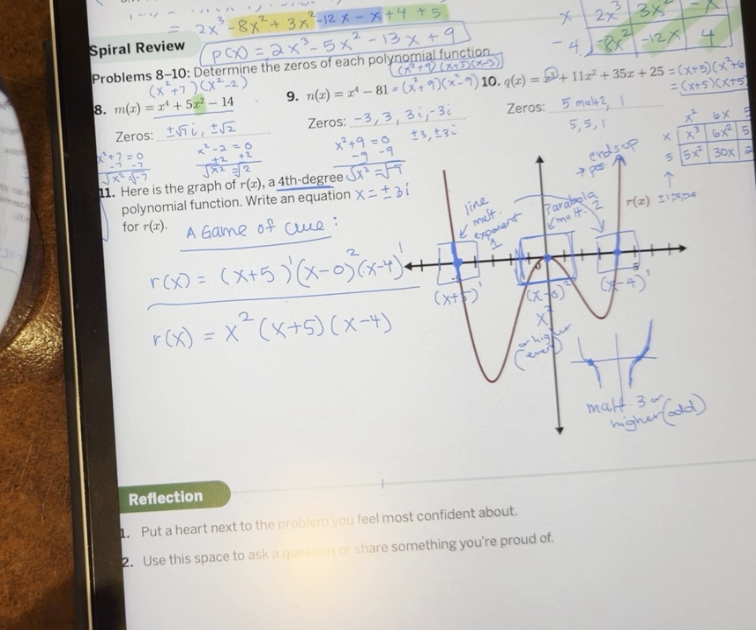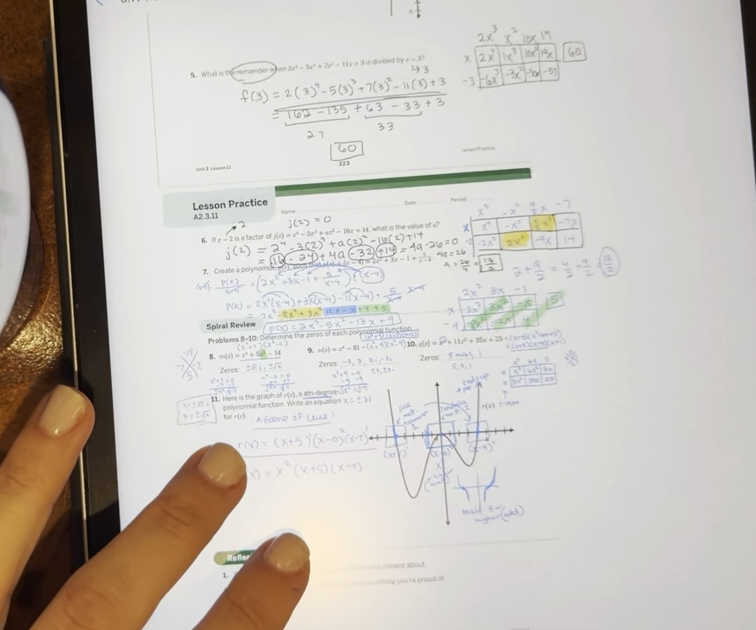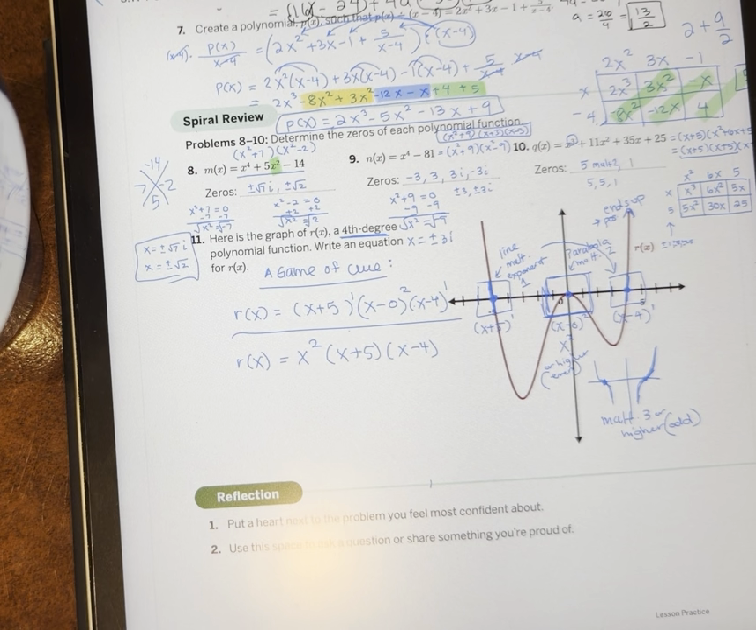All right? Okay, man, that was a lot, but I feel like this is important stuff for that test, you guys.